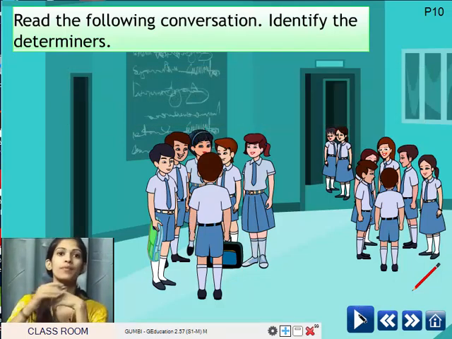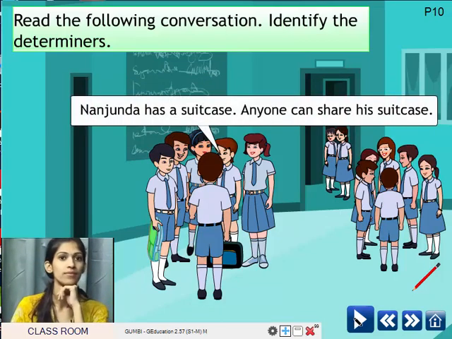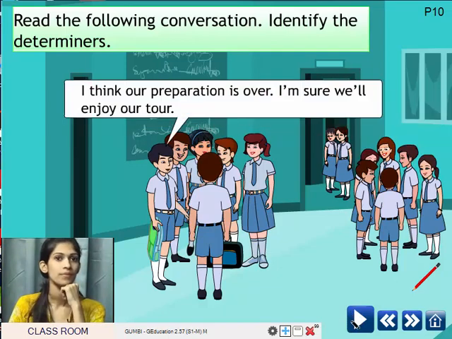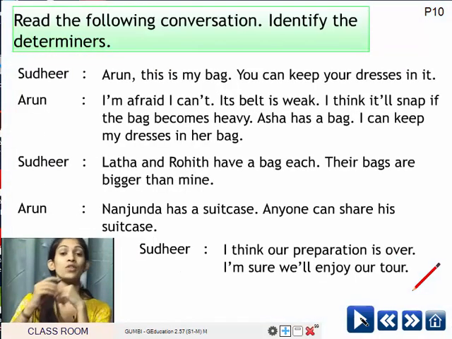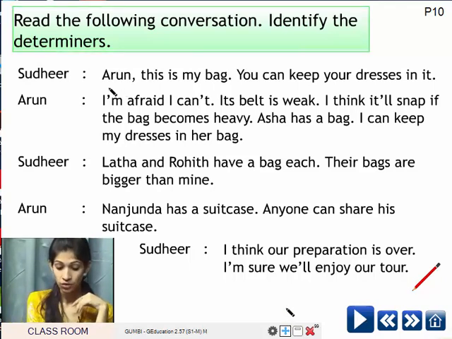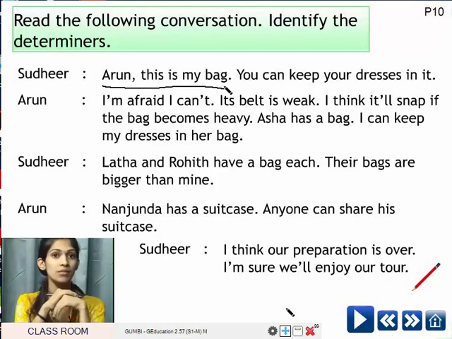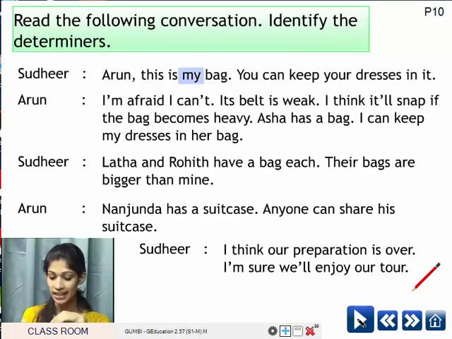So we read the conversation. Listen to us. Arun, this is my bag. You can keep your dresses in it. I'm afraid I can't. Its belt is weak. I think it will snap if the bag becomes heavy. Asha has a bag. I can keep my dresses in her bag. Lata and Rohit have a bag each. Their bags are bigger than mine. Nanjunda has a suitcase. Anyone can share his suitcase. I think our preparation is over. I'm sure we will enjoy our tour.